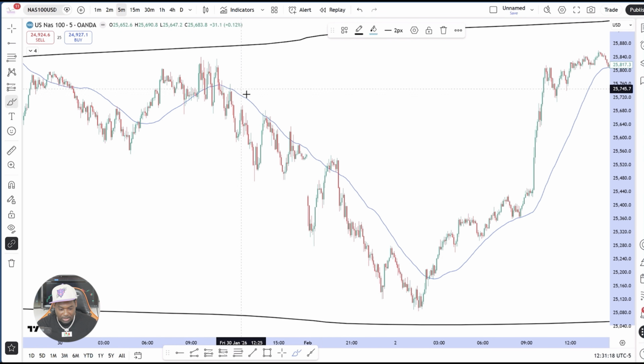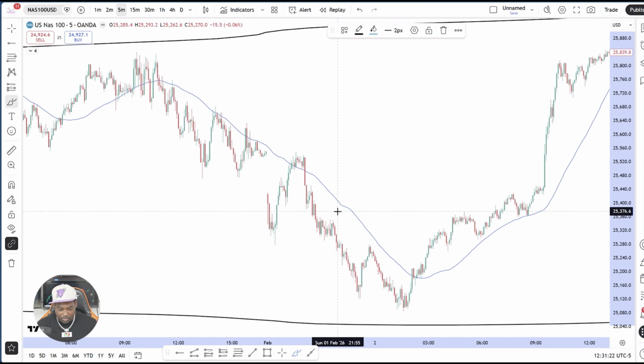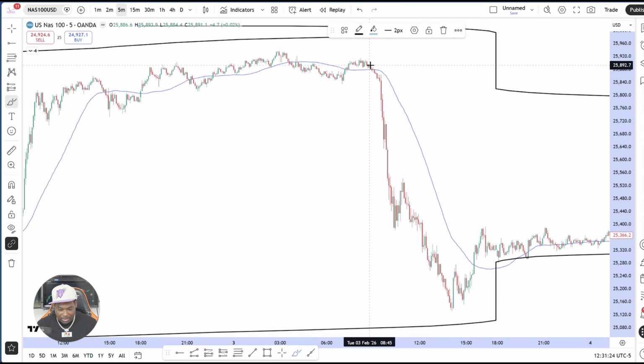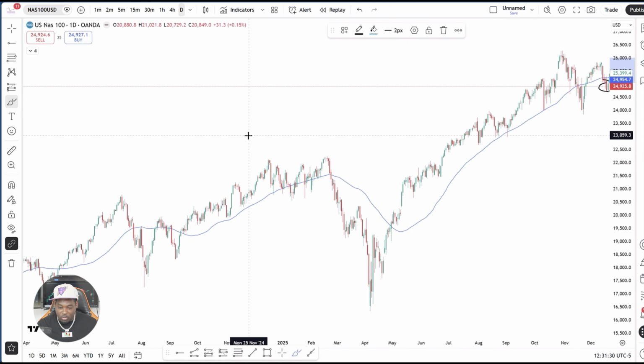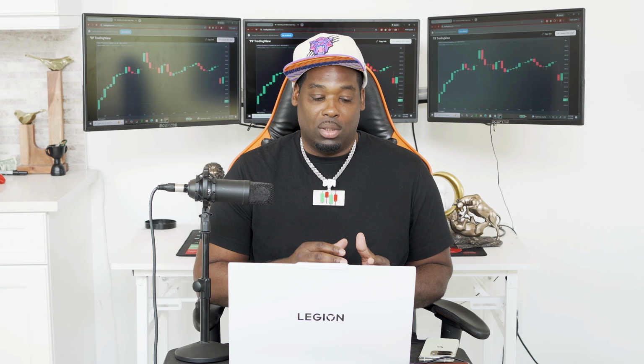Look at this downtrend. Downtrend on the 5-minute chart. Again, even this day right here, downtrend on the 5-minute chart. But if I go back to the daily chart, guess what? The daily chart is in the uptrend. So for me personally, it makes sense to get my direction on the 5-minute chart, because the 5-minute chart is going to help me see what's happening now.